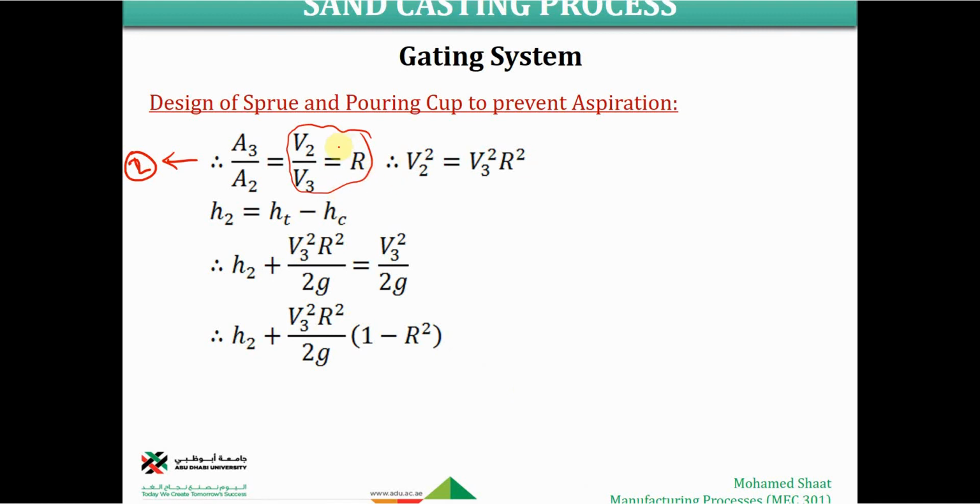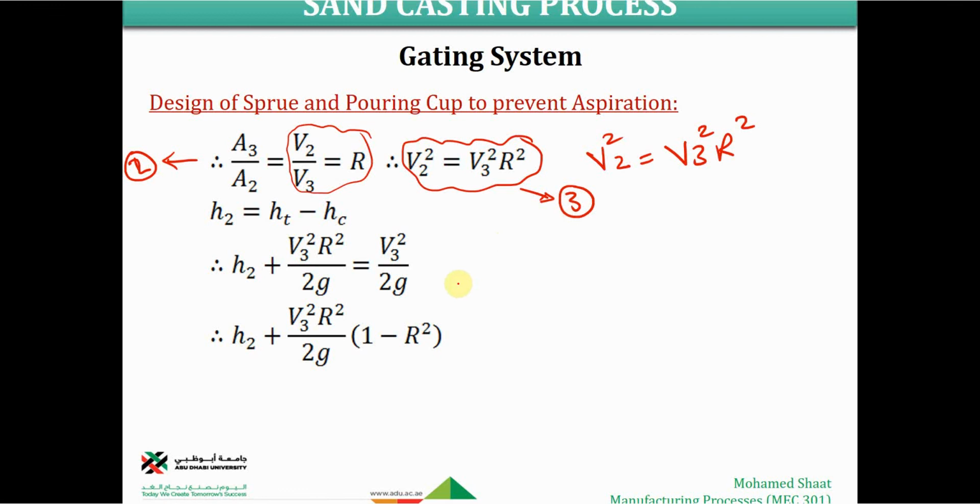So from this relation, if you do cross multiplication, we end up with V2 equals V3 times R. Then we square both sides, so we end up with this relation. Make sense? And we give this one equation 3.